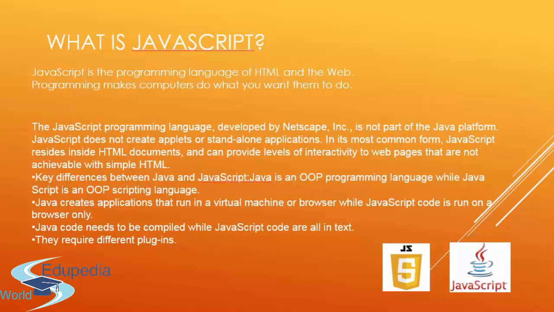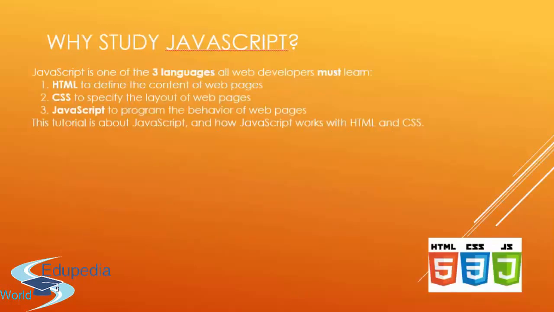Then you have Java, which creates applications that run in a virtual machine or browser, while JavaScript code is run on a browser only. Java code needs to be compiled, while JavaScript code is all in text. They require different plugins. Okay, so this is the most common way of representing JavaScript. These two logos are common.